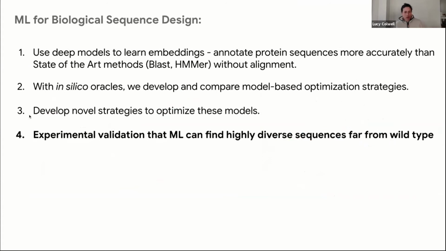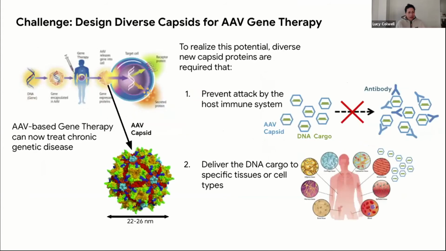And so finally, I'm going to talk briefly about this experimental collaboration in which we were able to use these approaches to find highly diverse sequences that were far away from the starting point. This was a collaboration with a group from Harvard that have been working on AAV gene therapy and the challenge of designing diverse capsids. During the collaboration, they started a startup, and that startup is doing extremely well. So we're really excited that there's some chance that some of the approaches developed here might actually make it into translation and into the clinic.